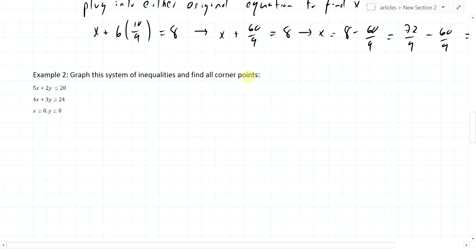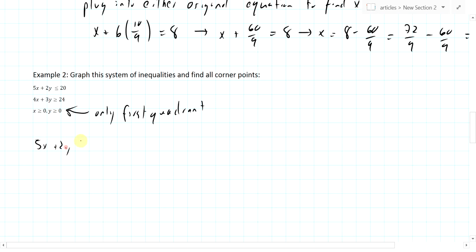Graph the system of inequalities, find all corner points. 5x plus 2y is less than or equal to 20. 4x plus 3y is greater than or equal to 24. X greater than or equal to 0. Y greater than or equal to 0. We recognize this immediately as our non-negative restrictions. I don't need to graph them. It just means my graph of this has to be in the first quadrant.